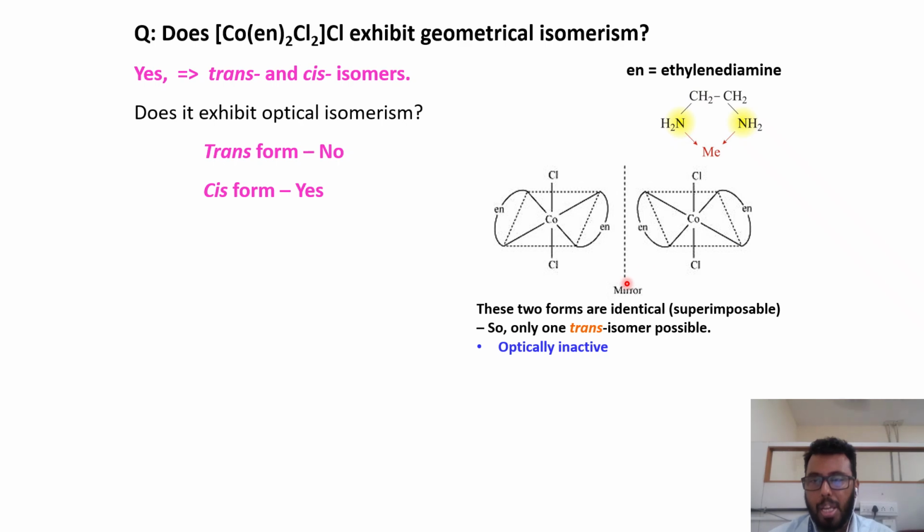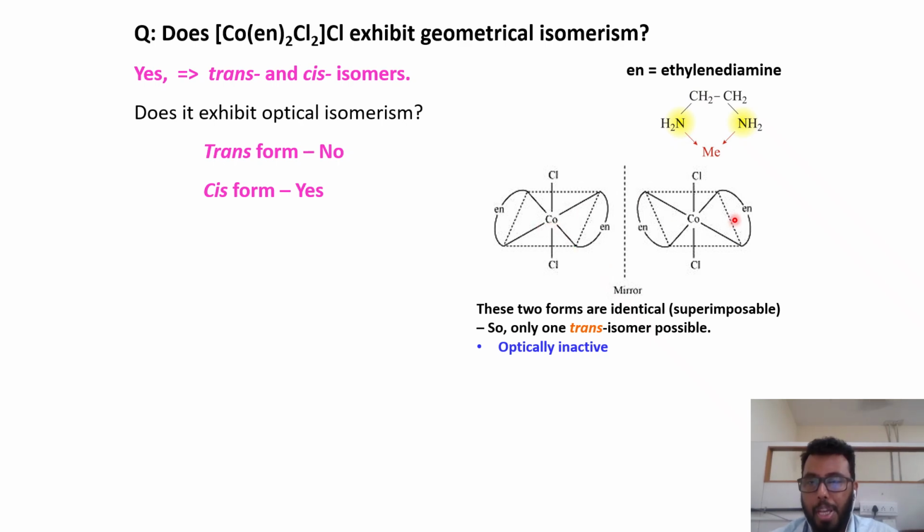When you have the mirror, here it is tilted towards the right, and in the mirror image it will tilt to the left, the groups. So when you keep this over this one, it is not superimposable. This is exactly the same. These two forms are identical and also superimposable. So only the trans isomer is possible, and it is optically inactive. Since it is superimposable, it is optically inactive.